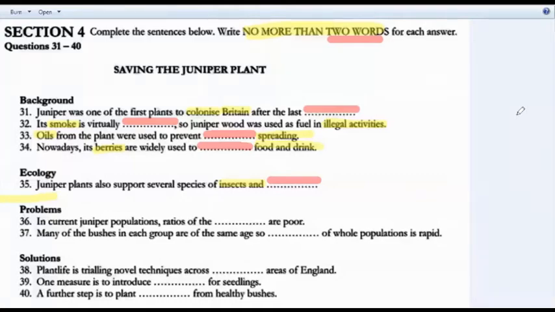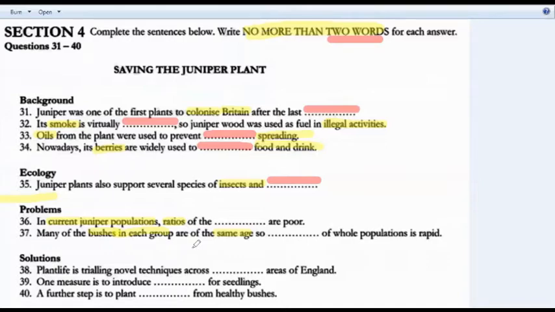Let's follow the same process for numbers 36 to 40 to prepare for what we will hear. So for 36, let's look for keywords: current juniper populations, and especially ratios is what we'll listen for there. 37, same age. Bushes we'll also hear. Bushes in each group are of the same age.